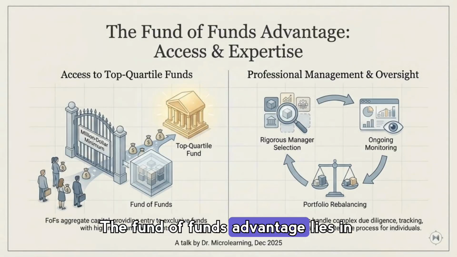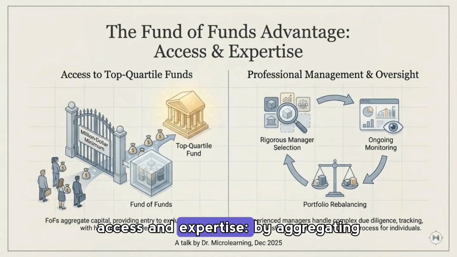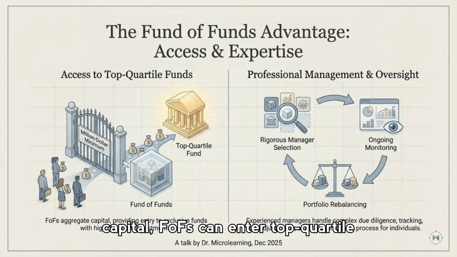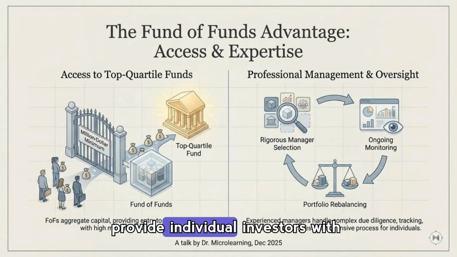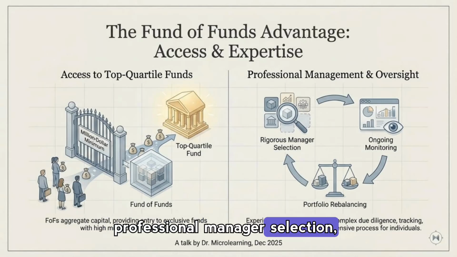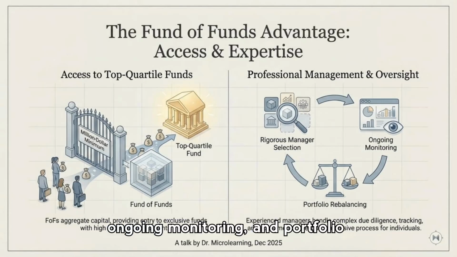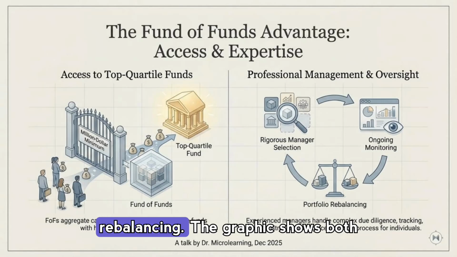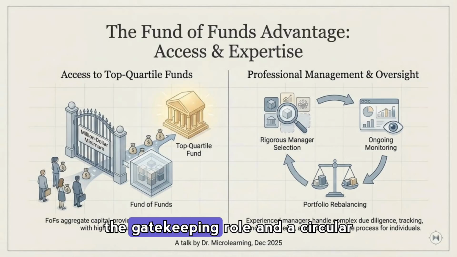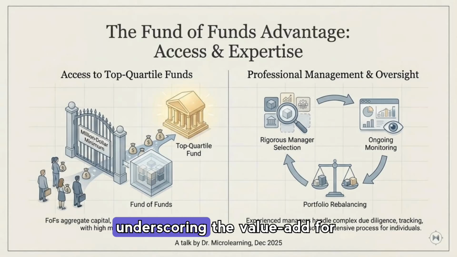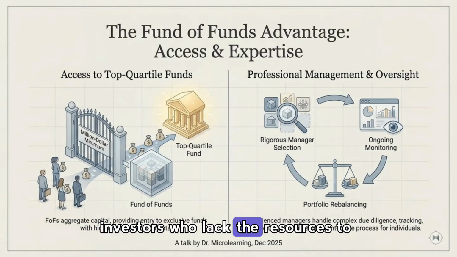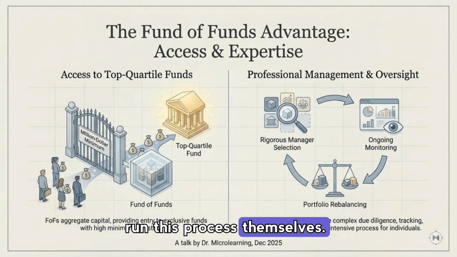The fund of funds advantage lies in access and expertise. By aggregating capital, FOFs can enter top quartile funds with high minimums and provide individual investors with professional manager selection, ongoing monitoring, and portfolio rebalancing. The graphic shows both the gatekeeping role and a circular process of active oversight, underscoring the value add for investors who lack the resources to run this process themselves.